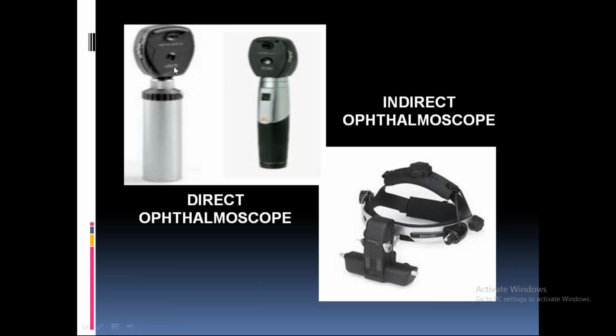This is a picture showing direct ophthalmoscopes. These are the direct ophthalmoscopes. This is an indirect ophthalmoscope, which you have to keep on the head, and you should see through this lens. You have to hold a 20 diopter condensing lens between the patient and the head loop. You have to adjust the interpupillary distance, and you should see through this lens.